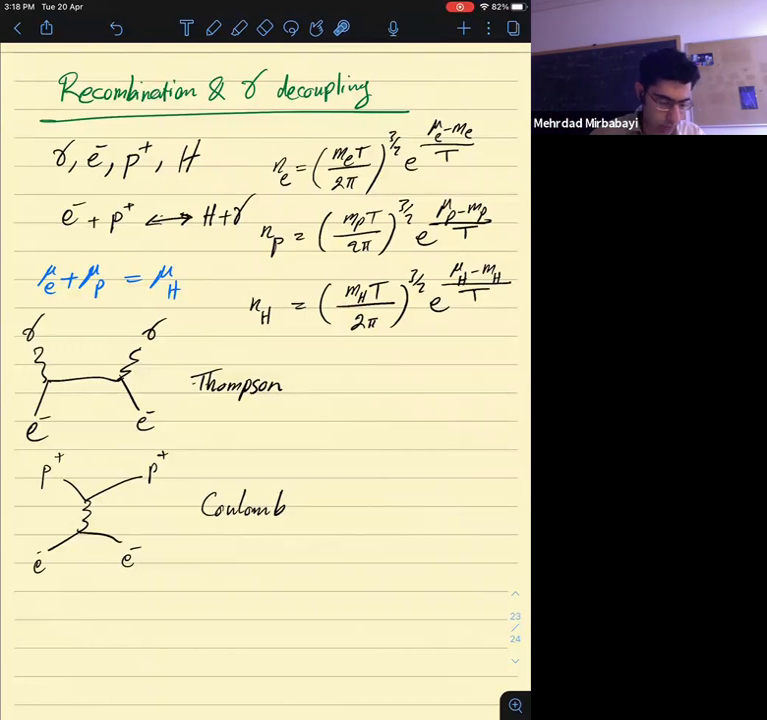And so what we are going to see is that when the temperature falls sufficiently below the binding energy of the hydrogen atom, then, this is of course the simple general idea, most of these electrons and protons will combine into hydrogen atoms, and they become neutral. And then the photons can travel without being scattered much. So that's the simple picture.